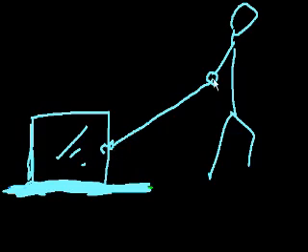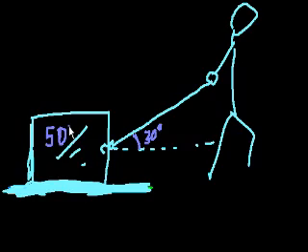And let's say the angle that the string makes with the horizontal, this is the horizontal, right, is 30 degrees. Let's say that the block of ice is a heavy block of ice. Let's say it's 50 kilograms. That's heavy. That's over 100 pounds. So a 50 kilogram block of ice.